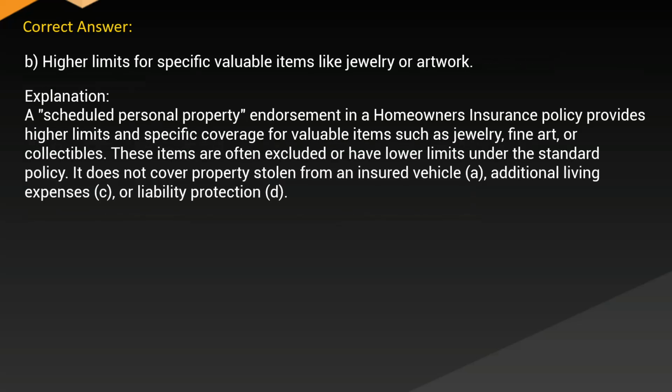Correct answer. B. Higher limits for specific valuable items like jewelry or artwork. Explanation. A scheduled personal property endorsement in a homeowner's insurance policy provides higher limits and specific coverage for valuable items such as jewelry, fine art, or collectibles. These items are often excluded or have lower limits under the standard policy. It does not cover property stolen from an insured vehicle, additional living expenses, or liability protection.